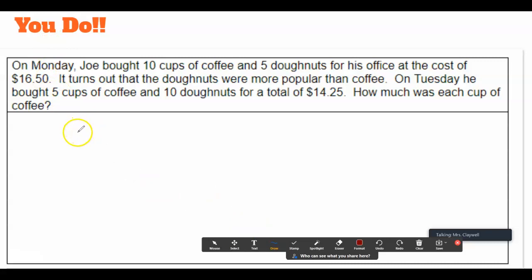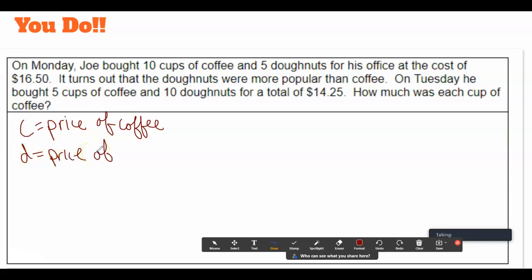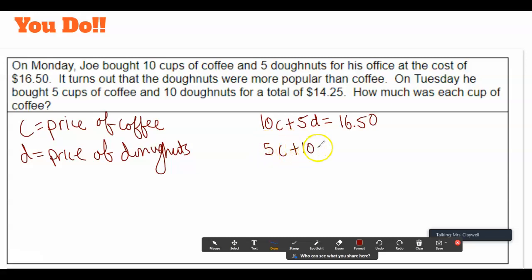On Monday, Joe bought 10 cups of coffee and 5 donuts. That's how much it cost him. On Tuesday, he bought 5 cups of coffee and 10 donuts, and that's how much it cost him. So we're going to do price. C is price of coffee. D equals price of donuts. 10 coffee plus 5 donuts equals $16.50. 5 coffees plus 10 donuts equals $14.25.